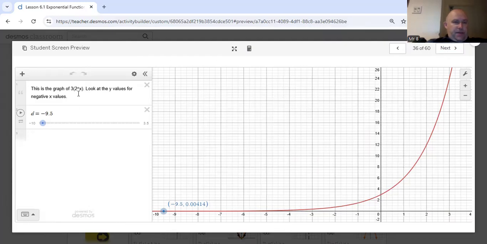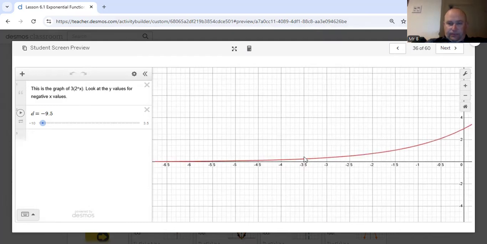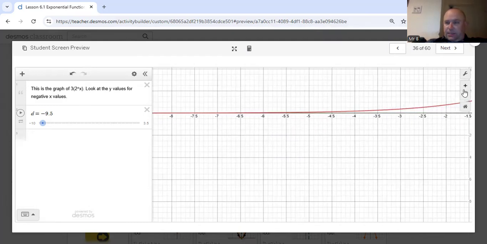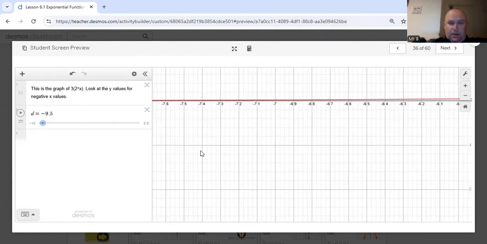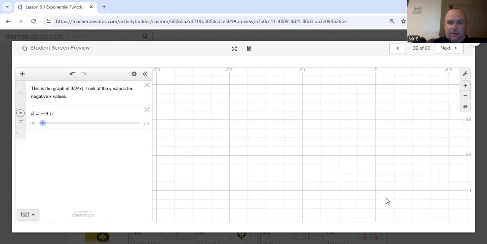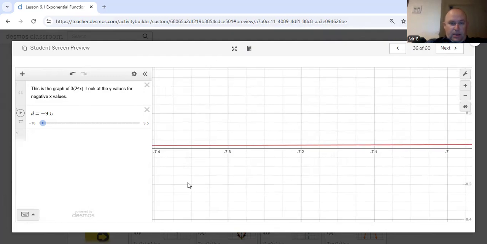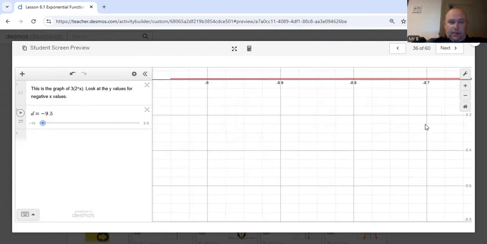So this is the graph of 3 times 2 to the x, and it says look at the y values for negative values. So once again, you can see that these numbers are getting really, really small here. 0.004. Now, I can actually zoom in because it looks like it's touching 0. But as I zoom in, what I'm hoping you can notice is, see, it's not touching 0 now. And if I zoom in even more, you can see that it's not actually touching 0. It's getting closer and closer.